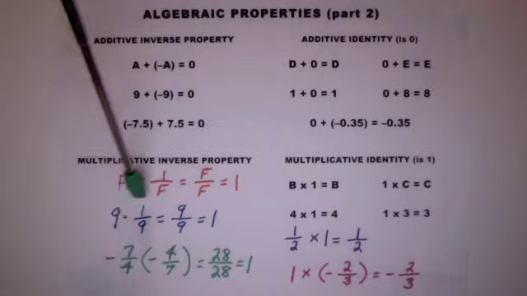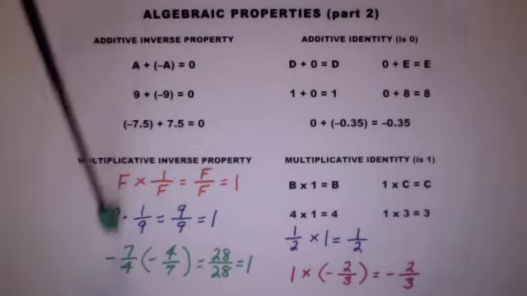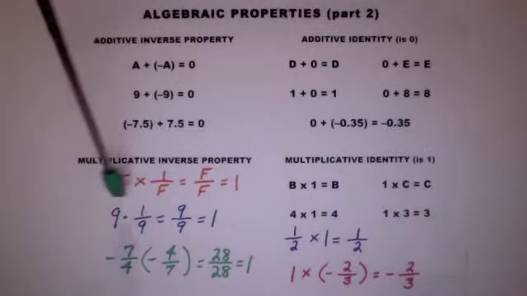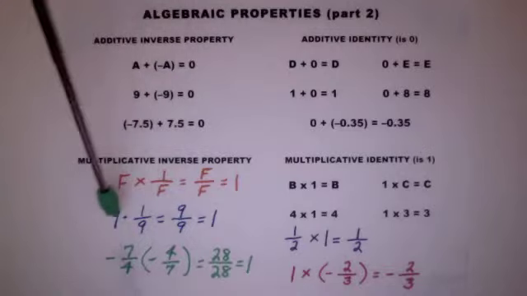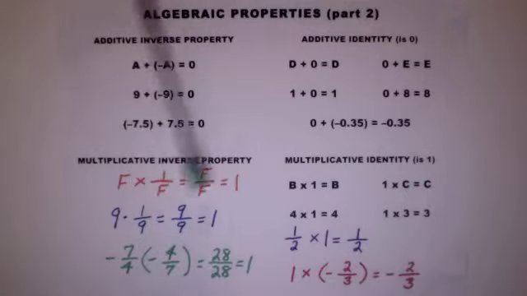9 times 1 over 9. The whole number 9 can be rewritten as a fraction, 9 over 1. 9 times 1 is 9. 1 times 9 is 9. 9 times its reciprocal equals 1.